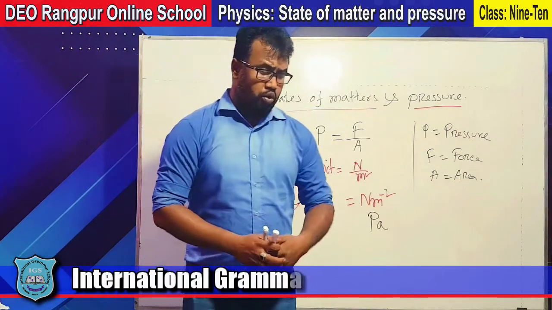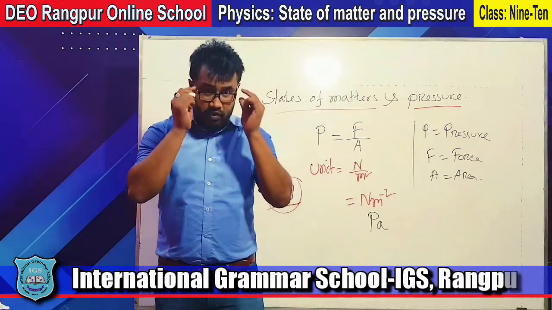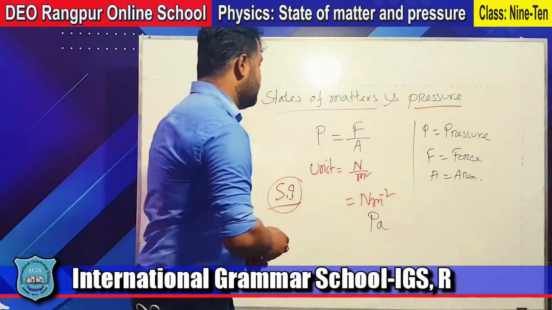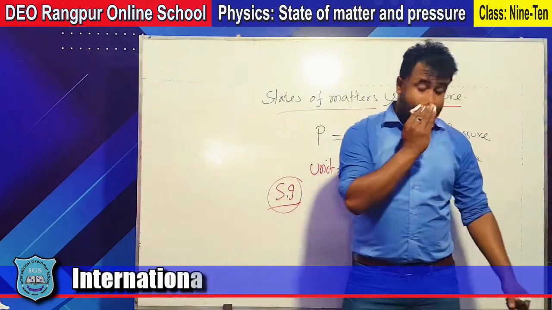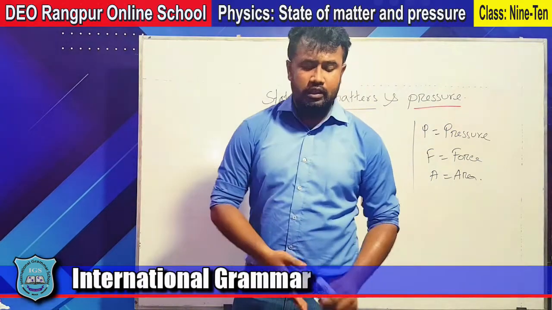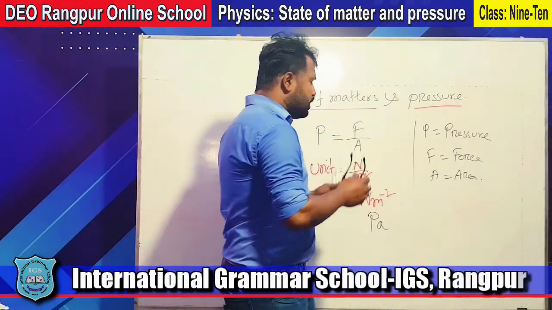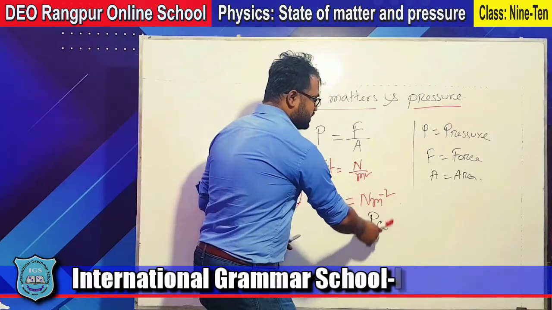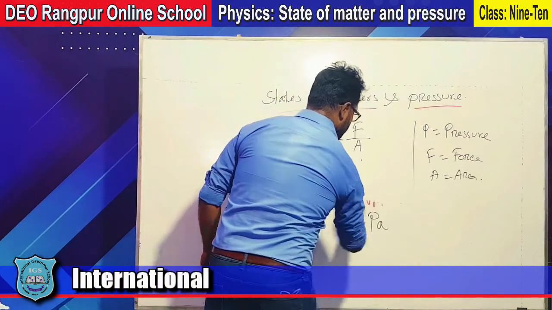So we already got two types of units, Newton per meter square and the Pascal. Which one is needed? When we practice maths, we should write the SI unit. As you know, the SI unit for pressure is Pascal.